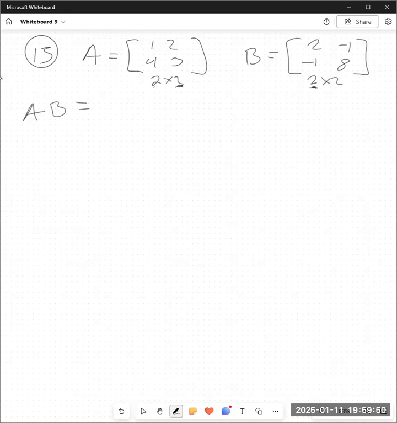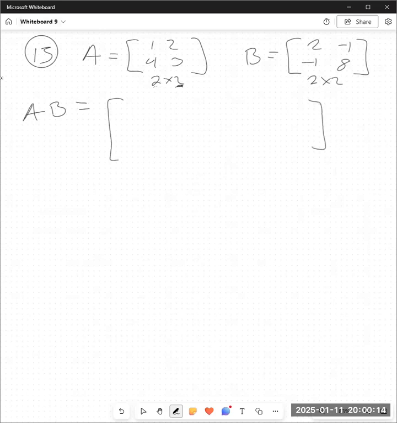So if we call this n by m and this m by p, m needs to match, and we'll end up with a matrix that's n by p. So in this case, everything's a 2, so we're going to end up with another 2 by 2. I'm going to give myself some space.